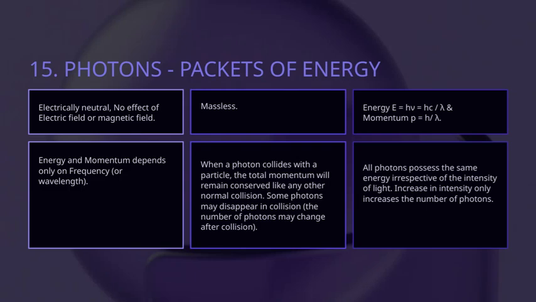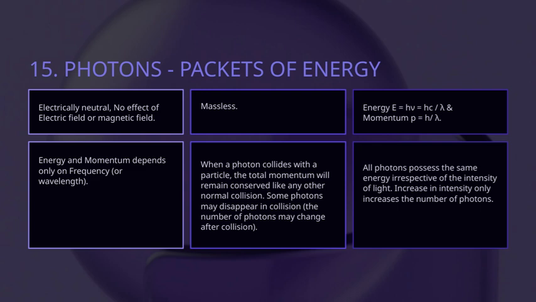All photons, regardless of how bright the light is, have the same energy. What changes with increasing intensity is simply the number of photons present. So more intense light means more photons, but each photon still carries the same amount of energy. The energy of a photon can be described by the equation E = hν, which is also hc/λ. Here, h is Planck's constant, ν is the frequency, c is the speed of light, and λ is the wavelength.